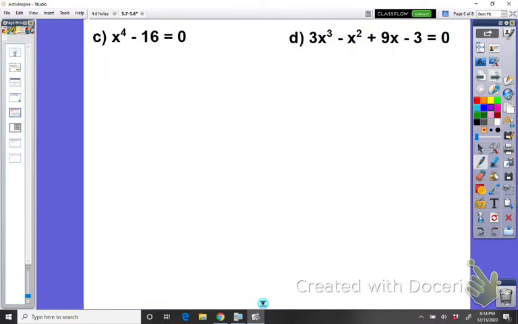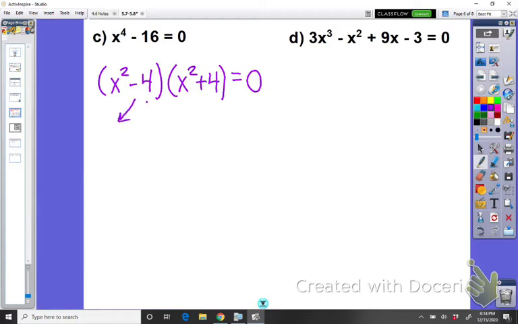x to the 4th minus 16. So first you could factor that into x squared minus 4 and x squared plus 4. It's kind of like a difference of squares. You should know that you can factor a difference of squares again. So this is x minus 2, x plus 2. You cannot factor this sum of squares though. So this just stays x squared plus 4.